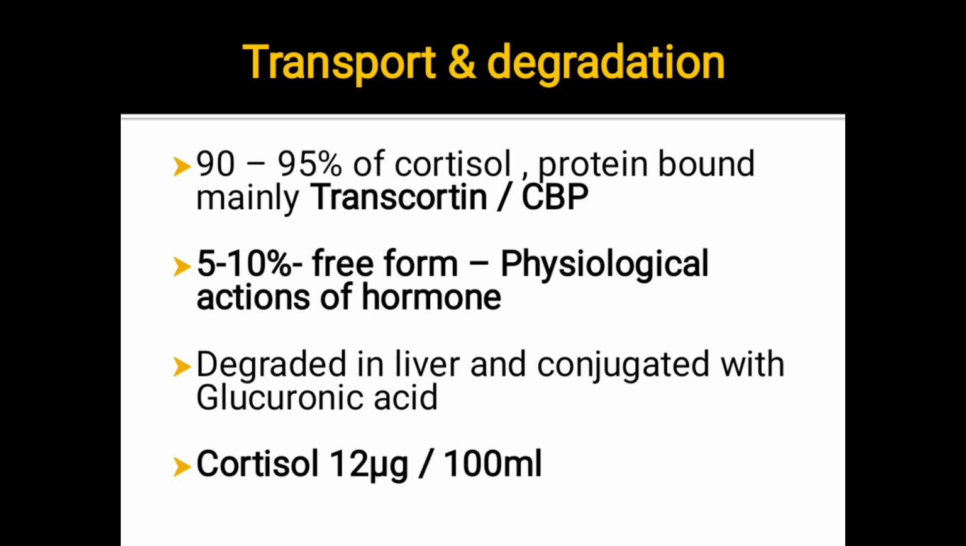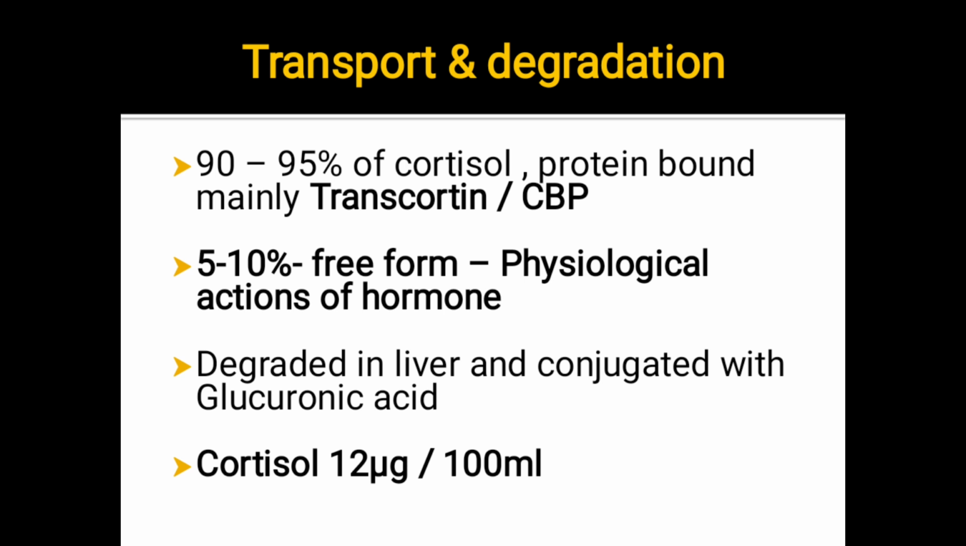Then why should it get bound to proteins? Because only the free form is going to cause the physiological actions. It should get bound because it protects the hormone from metabolic degradation and from being excreted in the urine. And so this serves as a circulatory reserve for the hormone. Because of its protein binding, the lifespan of cortisol is also longer, around 60 to 90 minutes. The cortisol is also metabolized in the liver to glucuronides.